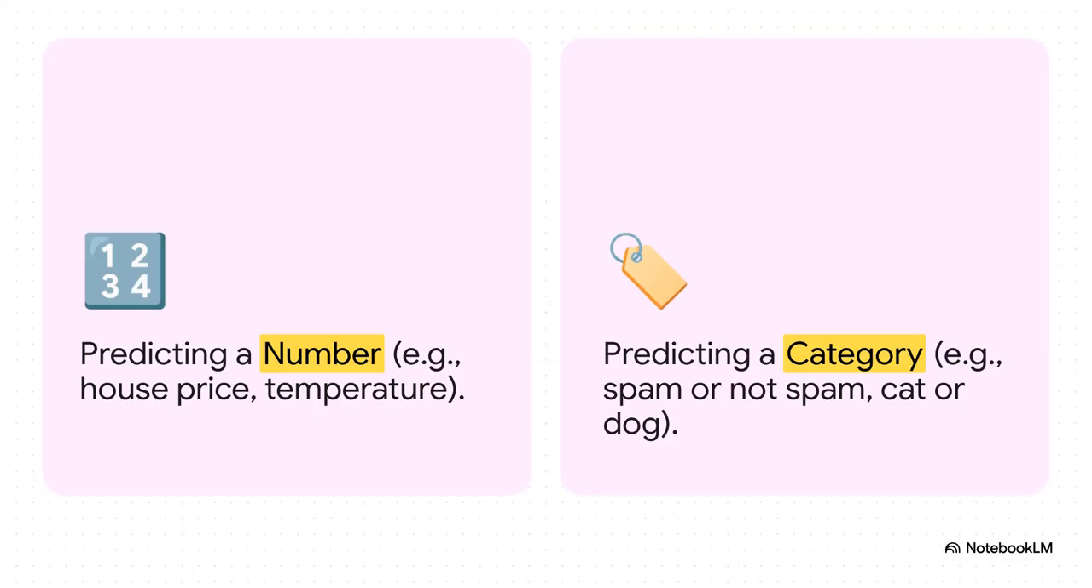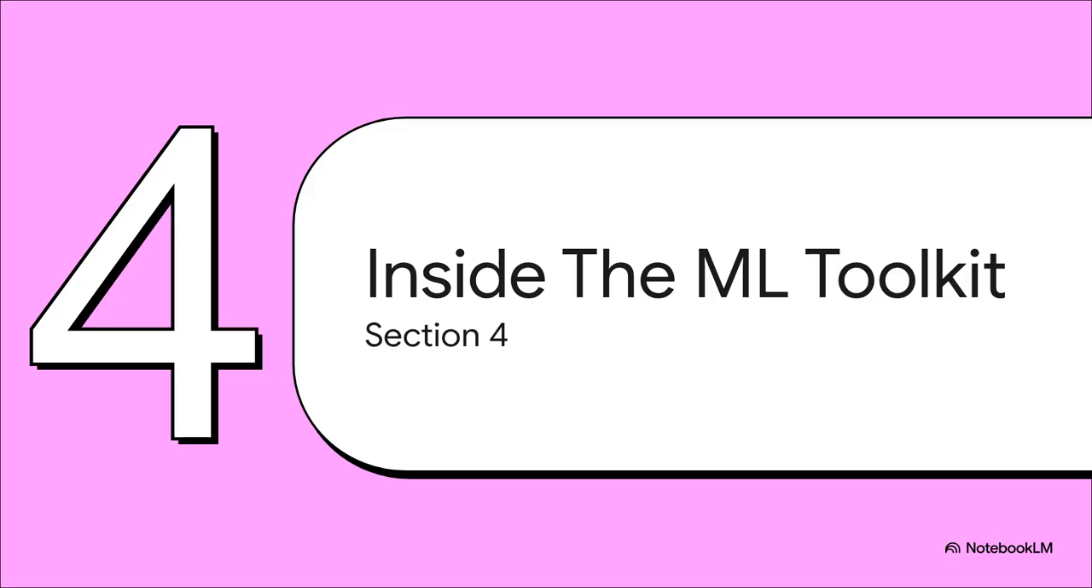It really all boils down to the kind of output you want. Are you predicting a quantity, a number, like a price, a weight, a temperature? That's regression. Or are you trying to predict a label, a category, like is this email spam or not spam? Or is this picture a cat or a dog? That's called classification. Seriously, understanding just this one difference helps you navigate a huge chunk of the machine learning world. Okay, so we've figured out what kind of problem we have.